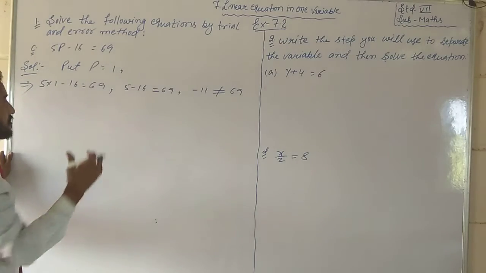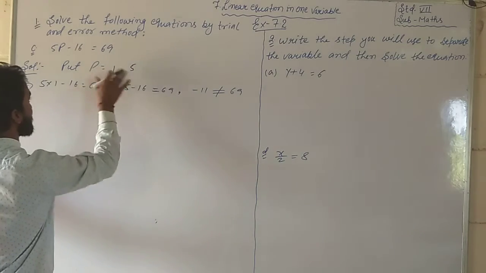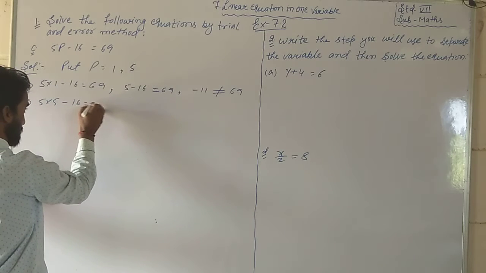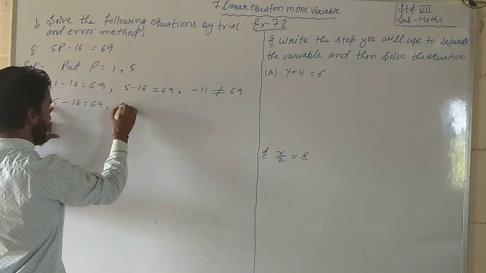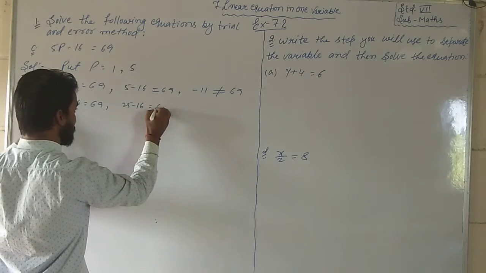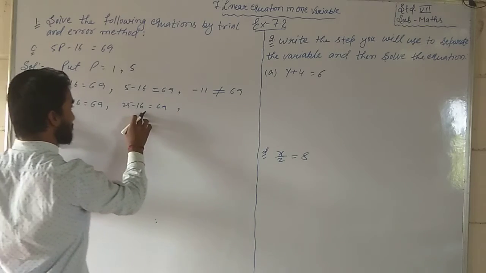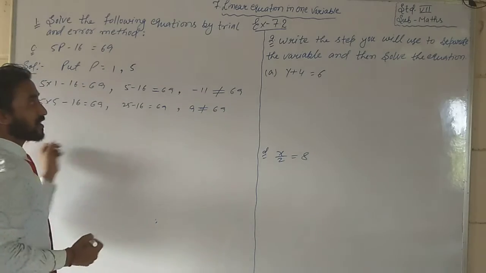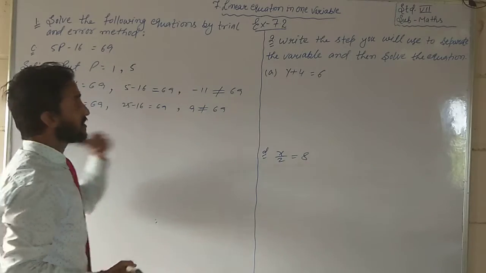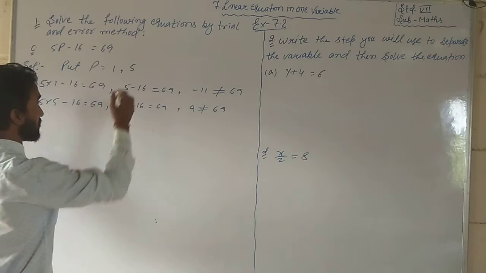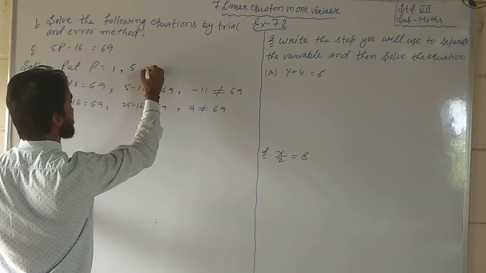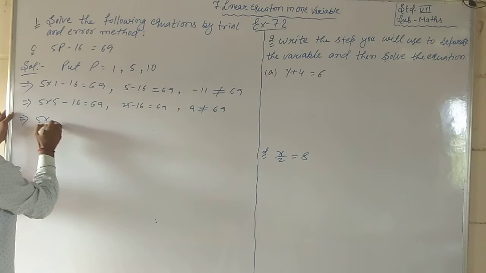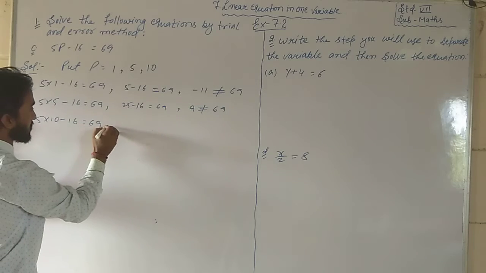Take a larger number. Just take 5. P is equal to 5 means 5 into 5 minus 16 is equal to 69. 25 minus 16 is 9, which is not equal to 69. Not possible. That means this equation is not satisfied. We have to take a larger number. Now we will take 10. Okay students, if we put 10, then 5 into 10 minus 16 is equal to 69.